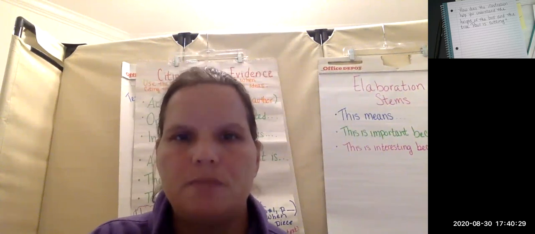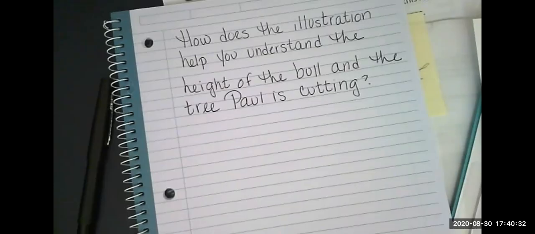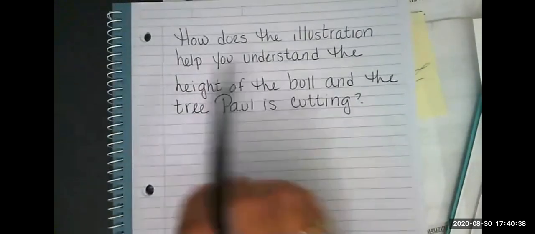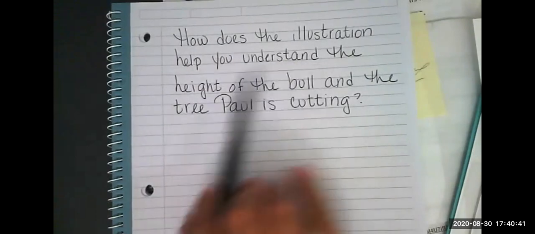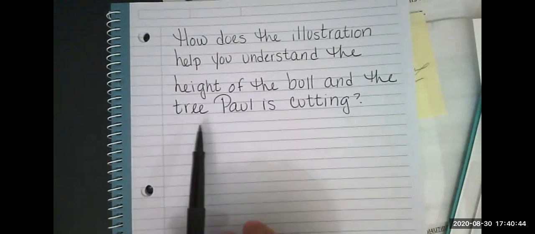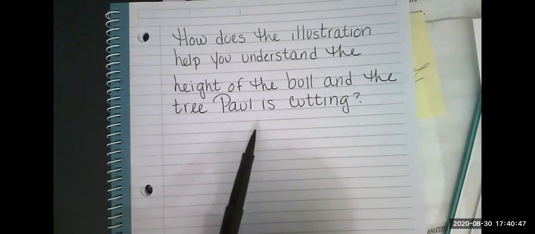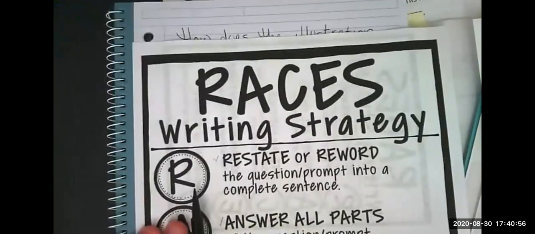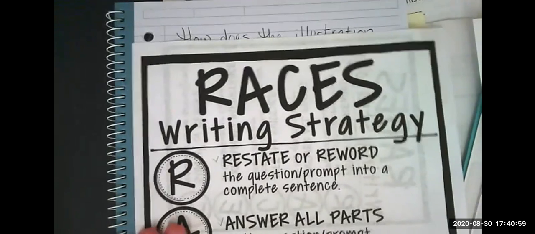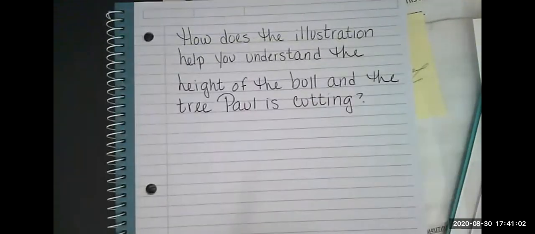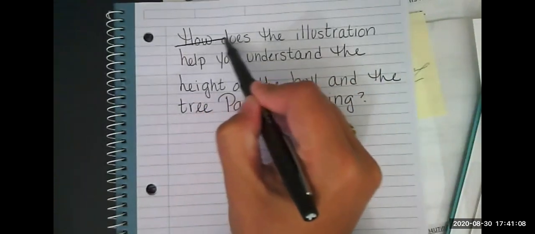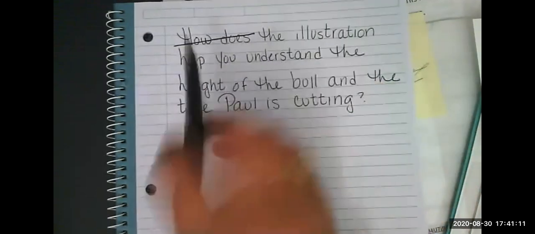So let's go ahead. Let me switch my screen. And so we can review what my question is. And so today, my, I guess, text-dependent question is, how does the illustration help you understand the height of the bull and the tree that Paul is cutting? So that's my question today. And so going off of what we talked about yesterday and what we worked on in third grade, the first thing I have to do is I have to restate or reword the question. And yesterday I said, the first thing I want you to try to do when you're restating or rewording is just to cross off those question words.